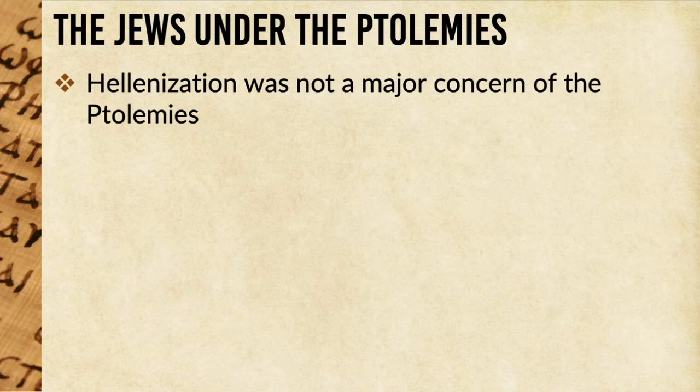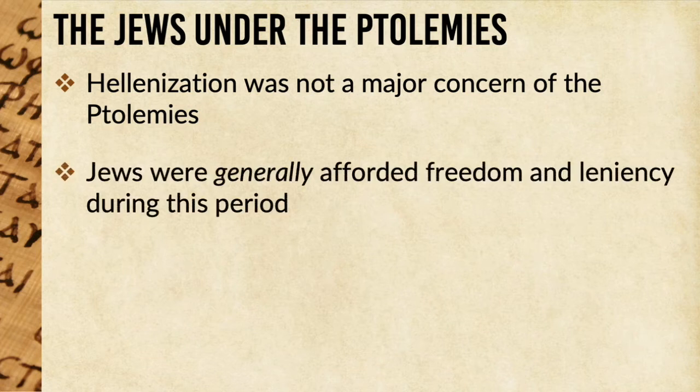When you deal with barbarians, that is people who are not Greeks, treat them like you would an animal or a plant. Everything Greek was considered superior in every way. And so Hellenization was this idea that we are going to spread Greek culture, Greek language, and get people to really understand how valuable all of this Greek stuff is. Well, the Ptolemies in Egypt weren't particularly concerned about that. The result being that the Jews under the Ptolemies were generally afforded freedom and leniency during this period.